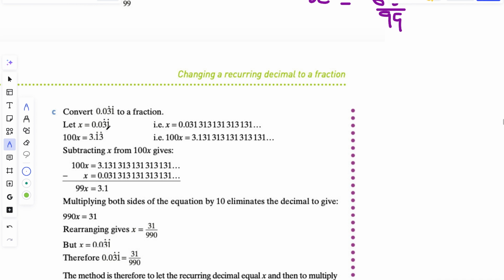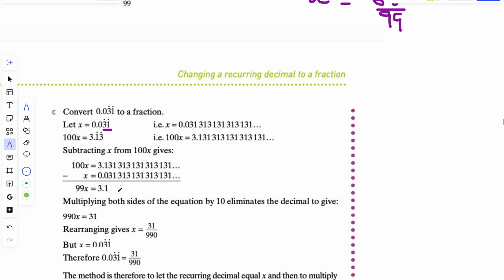Because it's 2 digits that are repeating themselves, we still multiply the left side and the right side by 100. So if you multiply the left by 100, you get 100x. If you multiply this one by 100, you shift it to get 3.1 repeating. So when you subtract, 100x minus x, you get 99x. But when you subtract, this minus 0, you're going to get 3.1.